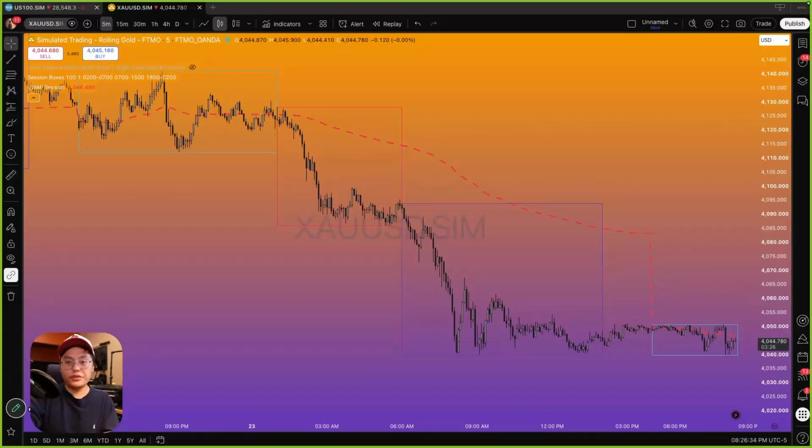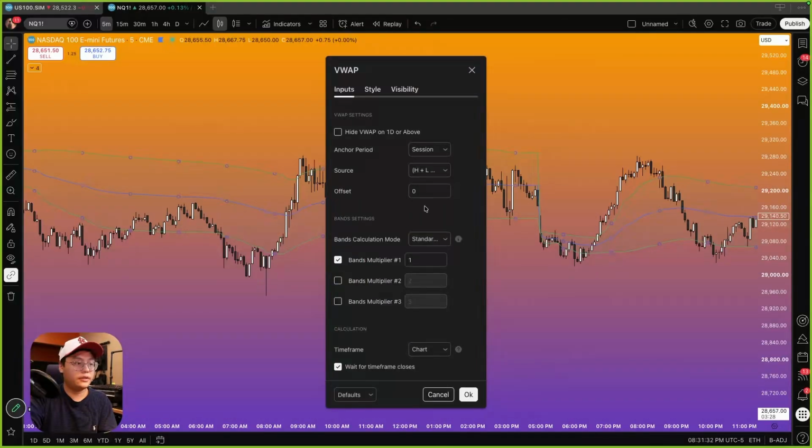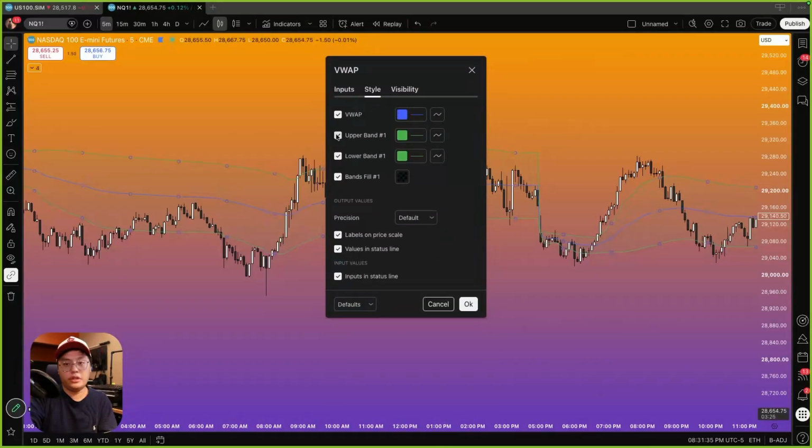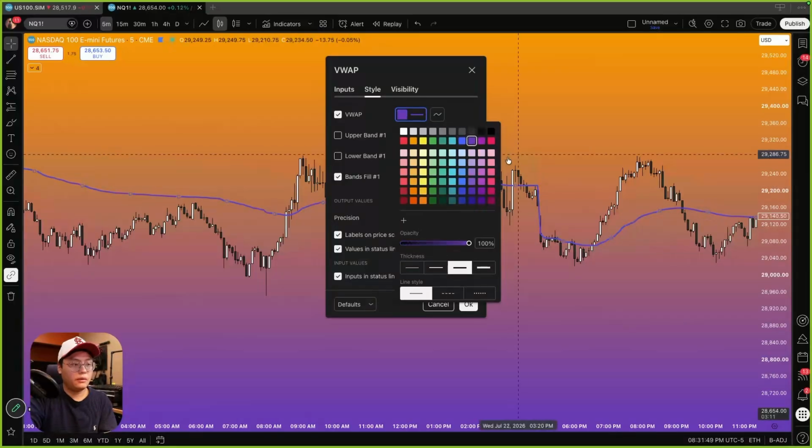Okay, guys, in this segment, I'll show you guys how to use VWAP in charts. So this is what it looks like when you open it up initially. To set up VWAP, you need to do this. I usually don't use the upper band, so I remove those. And then the VWAP, I make it a little more prominent. So I'll make it super thick. Then I change the color.